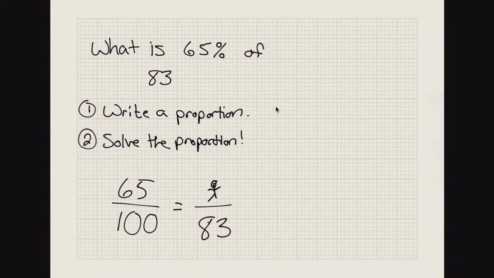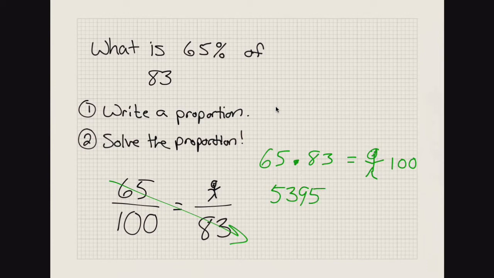Okay, so let's go ahead and multiply these. Okay, 65 times 83 equals smiley person man, times 100. All right, what is 65 times 83? Yeah, Connor? 5,395. Did I say that right? All right, and that's going to equal stick figure man times 100.